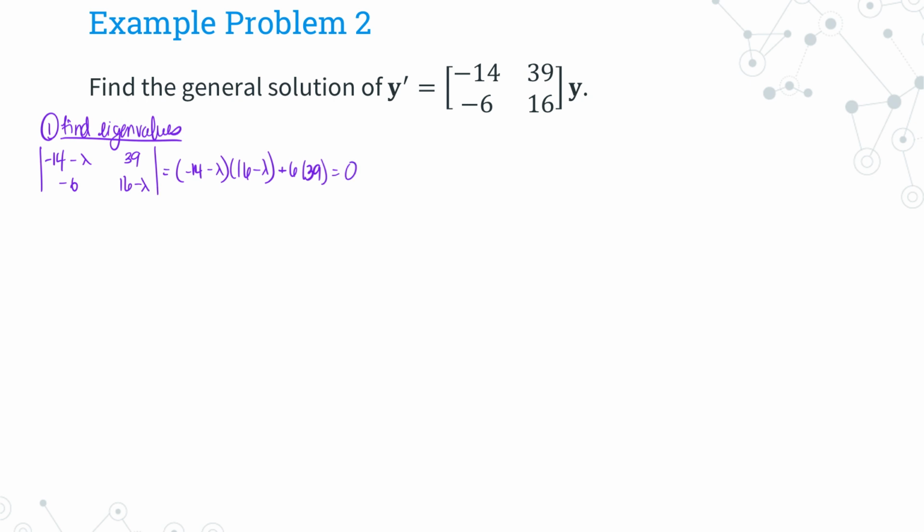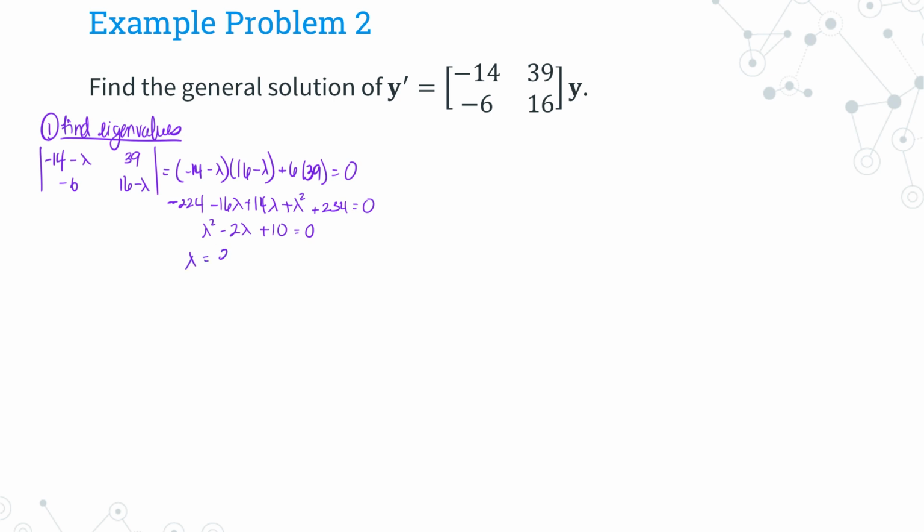And so when we put all this together, we get a negative 224 minus 16 lambda plus 14 lambda plus lambda squared and plus 234. So lambda squared minus 2 lambda plus 10. Nothing that multiplies to give us 10 is going to add to give us negative 2. If it was subtraction, we could do a little bit of something, but not really. Even that wouldn't work, since 5 minus 2 would be 3. So we have no option but to use the quadratic formula here.